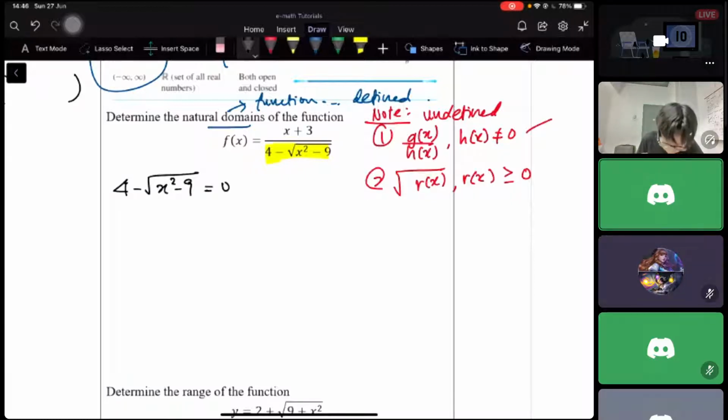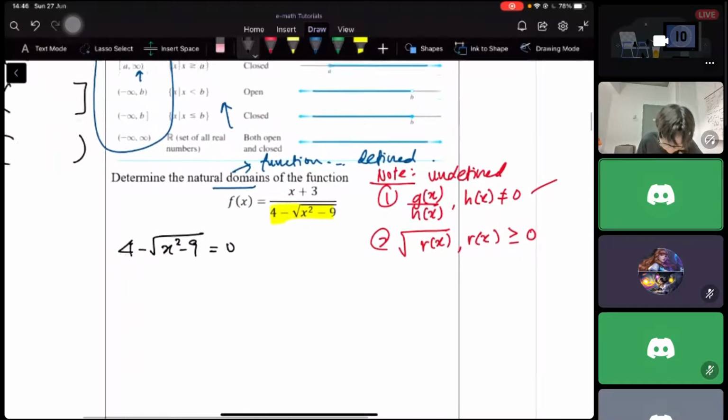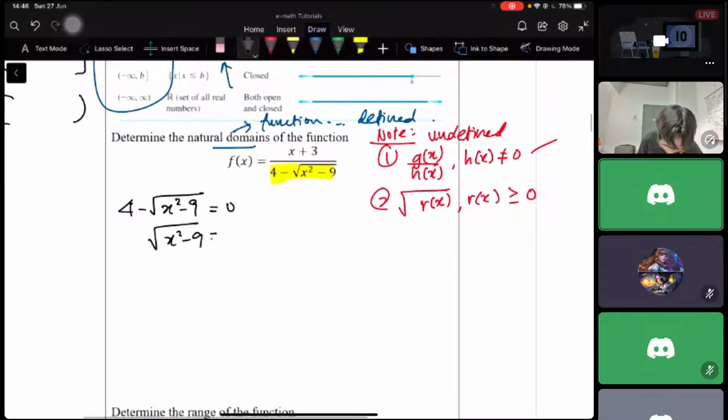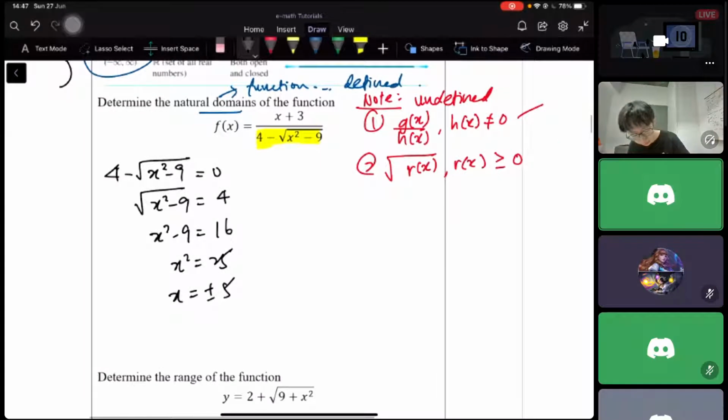Okay, we let it be 0, then we just move things around. This will be x squared minus 9 equals 4, x squared minus 9 equals 16, x squared equals 25. So x equals, remember, plus minus. Whenever you take a square root, you need to take into consideration both plus minus. So if you put in positive or negative 5 into the equation, you will get 0 in the denominator, right?